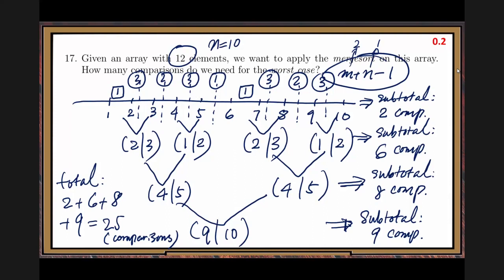But every semester, there are some students who just use n log n. That's wrong. Even no partial credit. If you use n log n, no partial credit. If you know this formula, you can get 1 point partial credit, because it's relevant. But n log n is irrelevant, it's a wrong direction to go. So no partial credit. All right, so that's these two questions.